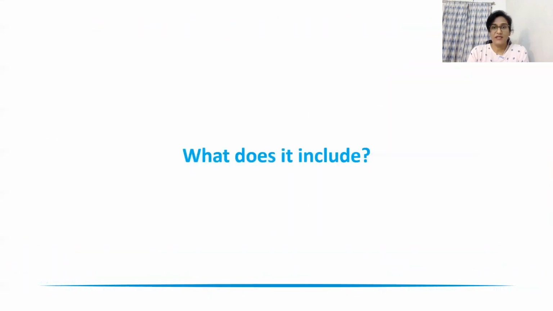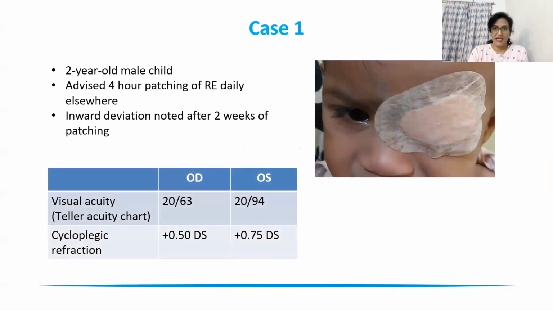So we know what it does not include. Let's look into what it does include. This is a case: a child had come to the clinic. He was seen elsewhere, and there was a slight disparity in the vision that was noted. The right eye had slightly better vision than the left eye for this child.